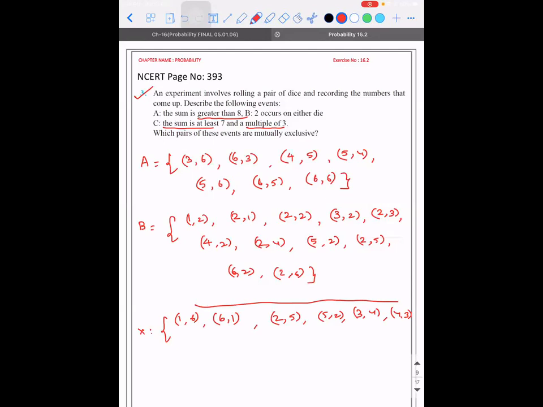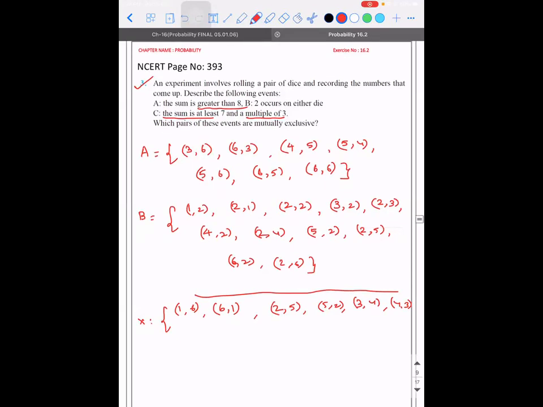So it's a very big set actually. I'm just writing it for the sake of expansion; you will understand it. Then for 8, what should I do? (2,6), (6,2), (3,5), (5,3) and (4,4).